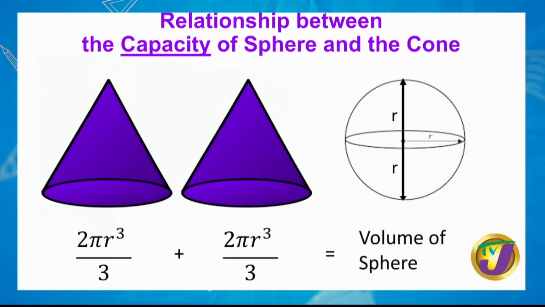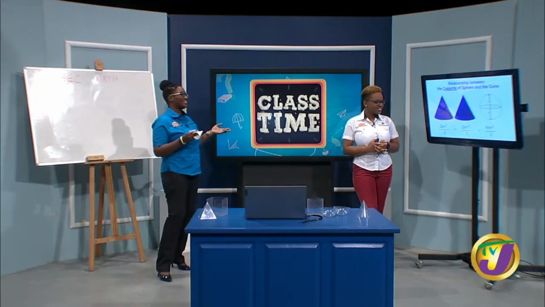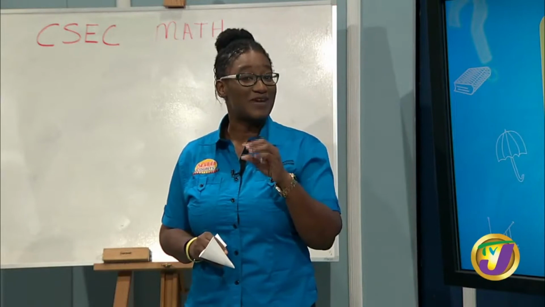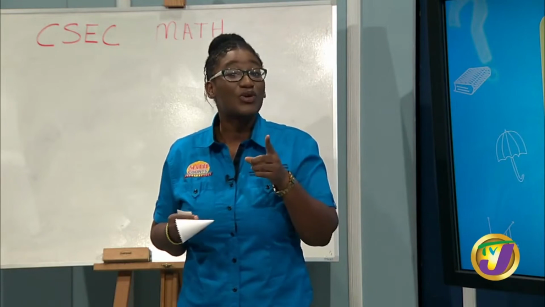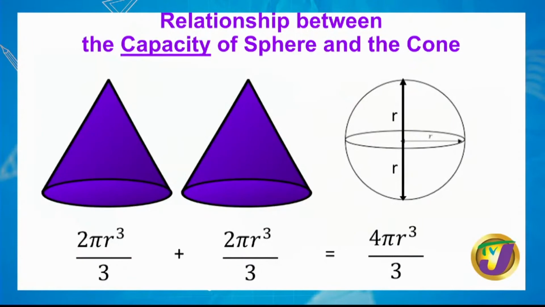It looks fractiony. We have a numerator and a denominator, and we're noticing our denominators are the same. The beautiful thing about fractions is that we can just add our numerators. So let's add. This is so exciting. So basically, Latoya, what we've just discovered is that the volume of a sphere is 4/3 pi r cubed.